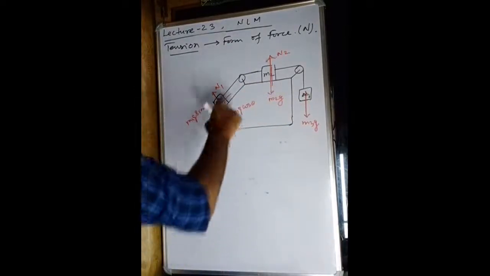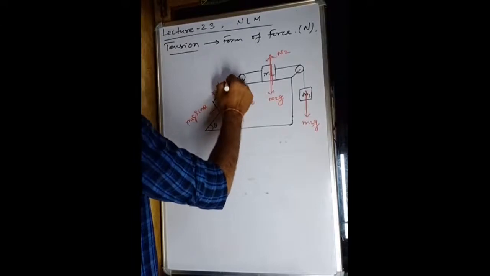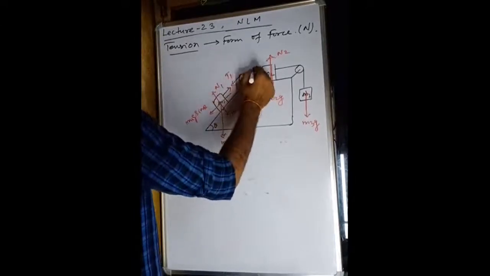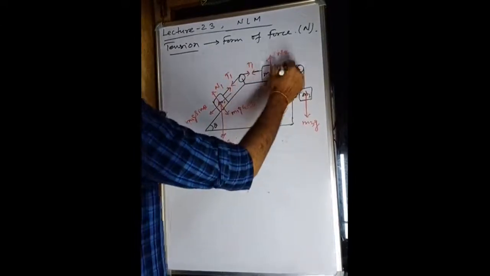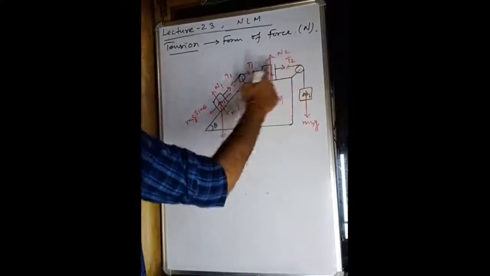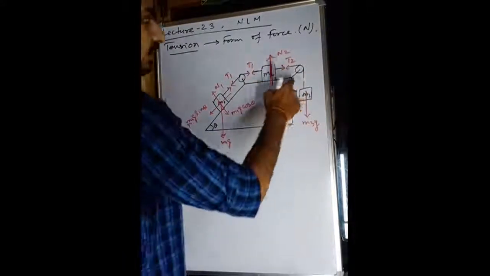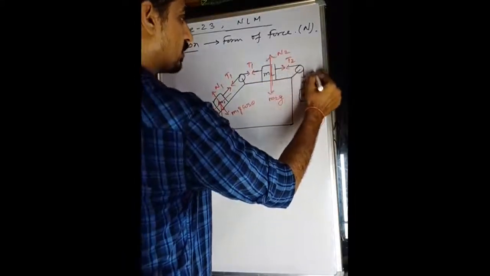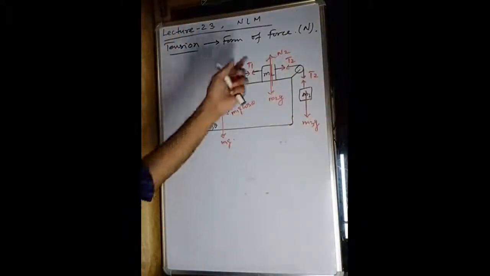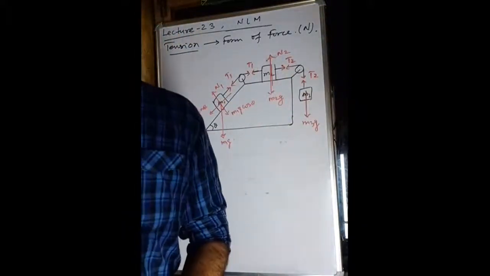Now the tension. Cut the string. It is T1. Cut the string. Here it is T2. Now you can see that the string is being changed. And here also the same string, T2. So these are all the forces. Okay, my dear students?